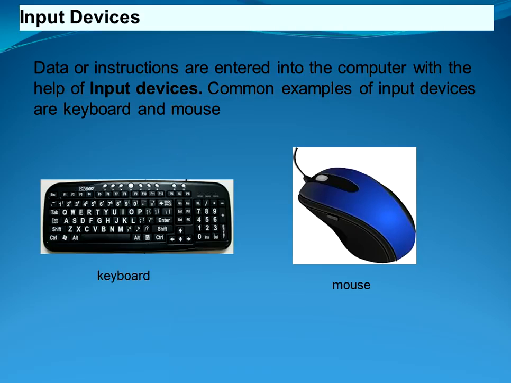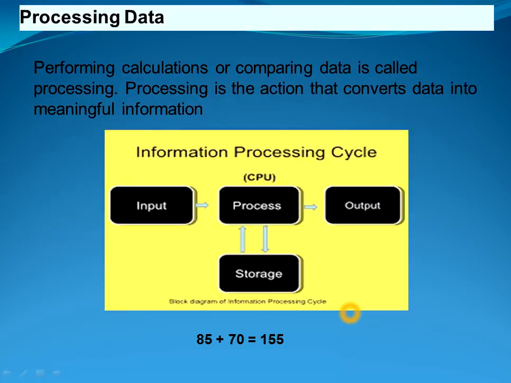Input devices. Data or instructions are entered into the computer with the help of input devices. Common examples of input devices are keyboard and mouse. Processing data. Performing calculations or comparing data is called processing. Processing is the action that converts data into meaningful information.